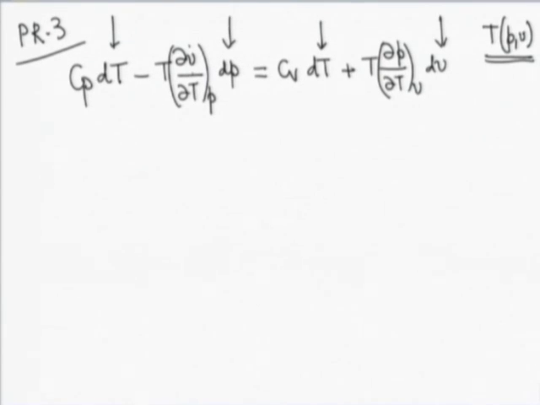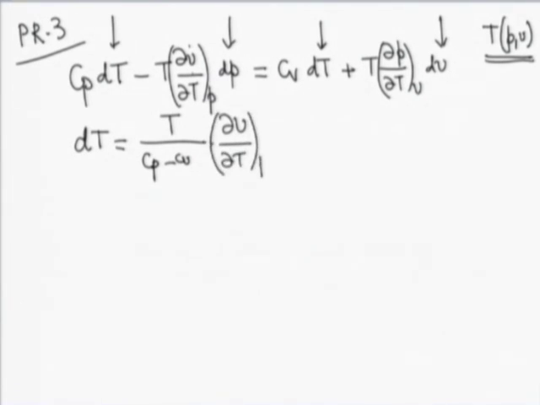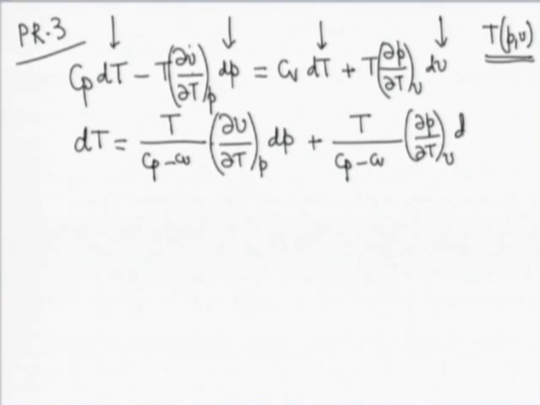So if I transpose terms containing dT on the left hand side and everything else on the right hand side, I will get the following, and divide throughout by the coefficient of dT, which will be Cp minus Cv, I will get this relation. dT equals T divided by Cp minus Cv into partial of V with respect to T at constant P dP plus T divided by Cp minus Cv into partial of P with respect to T at constant V dV.